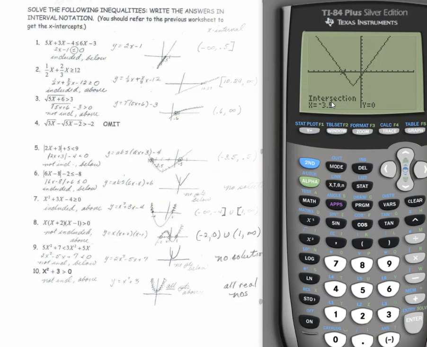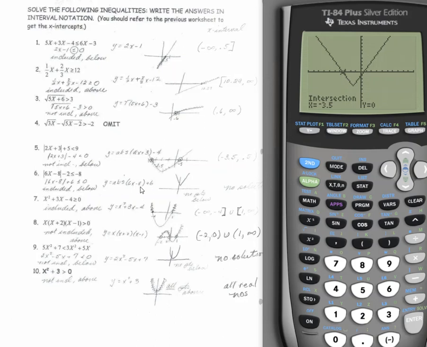So our solution, it says, where is this thing less than 0? Well, that's everything that's below the x-axis. So from here to here. So our answer, we don't have an equals, parentheses, negative 3.5, all the way to 0.5 parentheses.